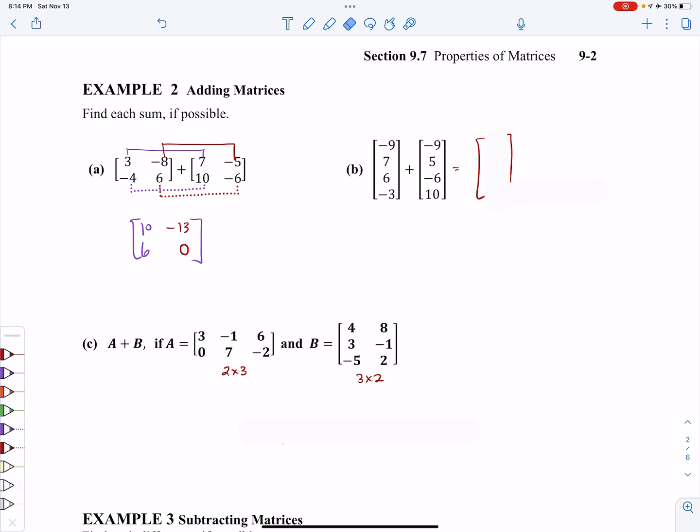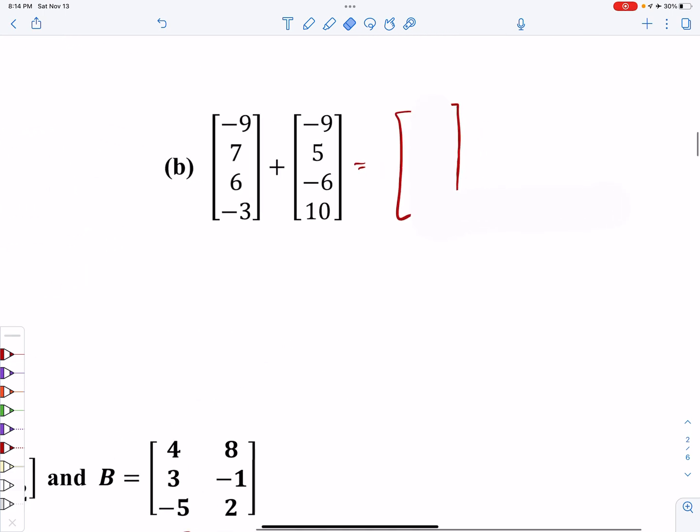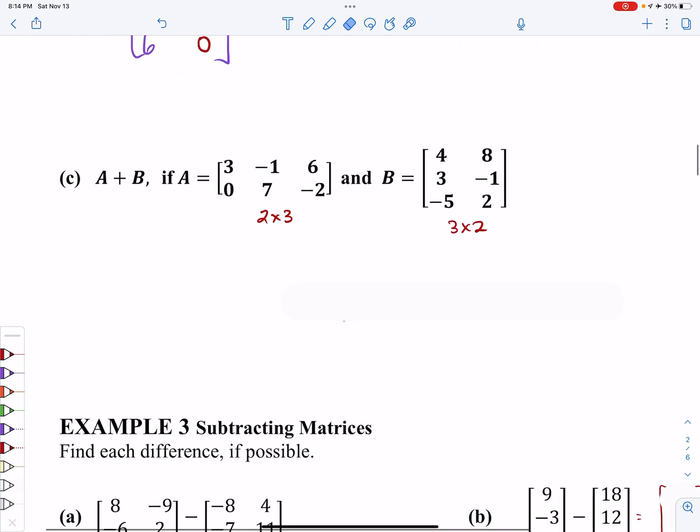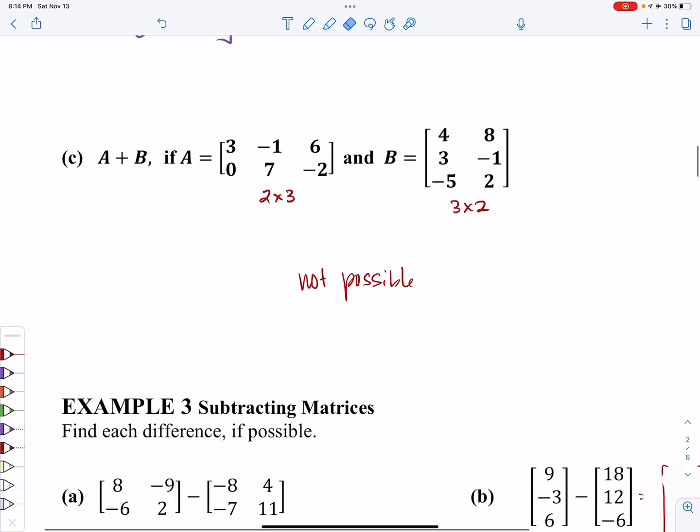6 plus -6 is going to be a 0. For letter B, we've got 9 plus -9, which is going to be a -18. And then 7 plus 5 is 12, 6 plus -6 is 0, and -3 plus 10 is going to be 7. When we look at part C, it's asking us to add A plus B, but A is a 2 by 3, B is a 3 by 2, so we would say that we can't add these.